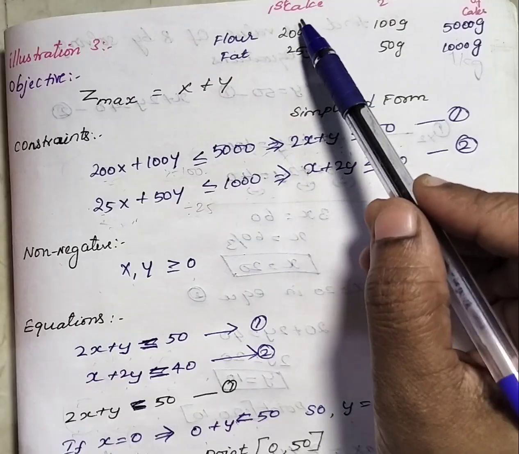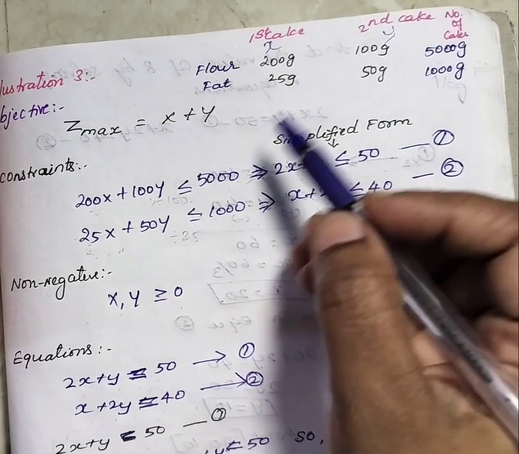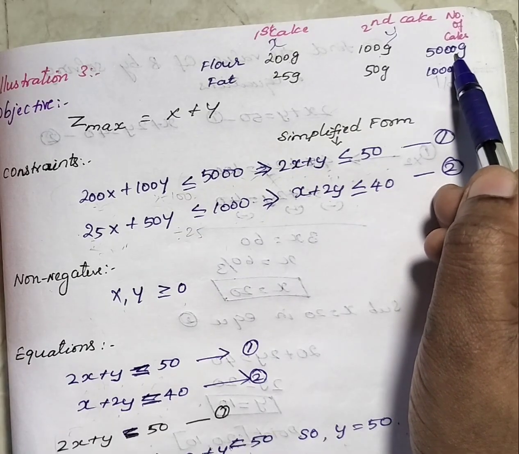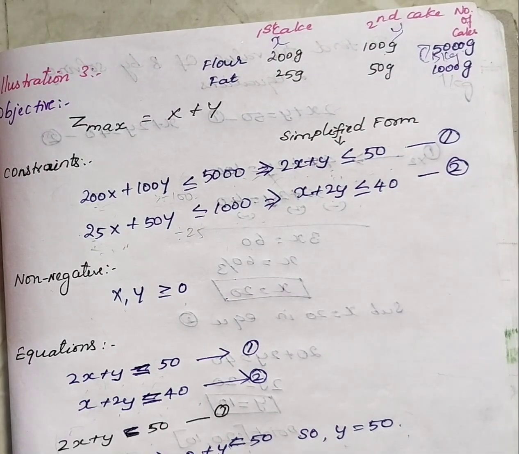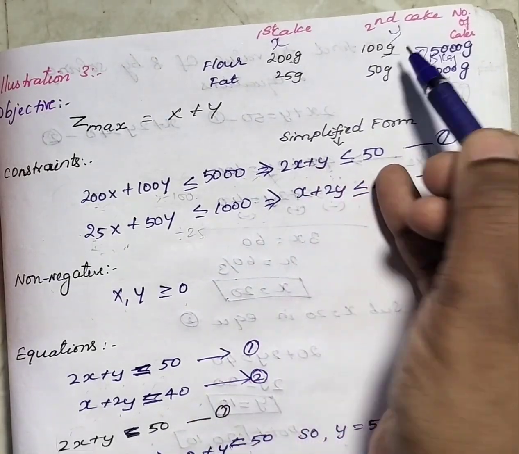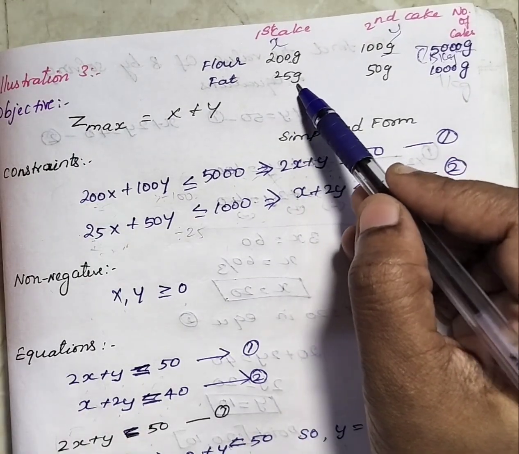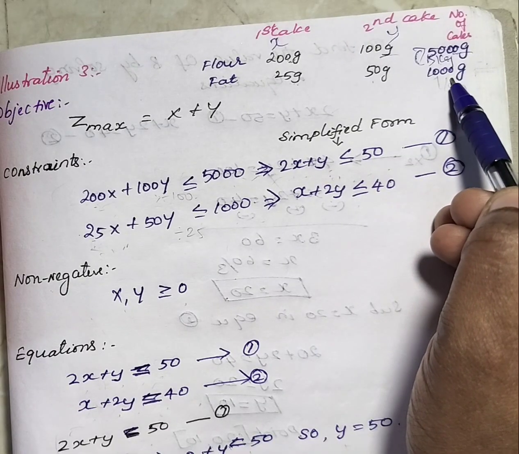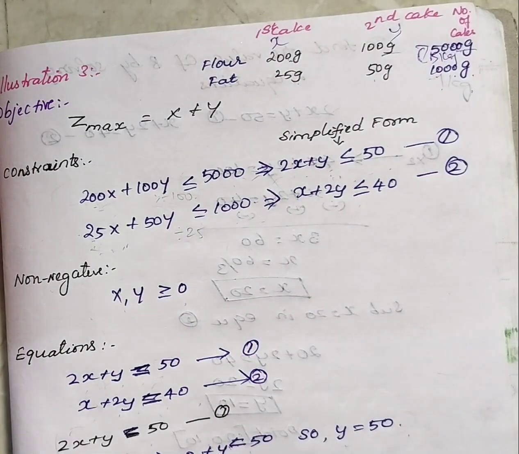The flour for the first cake is 200, so this is our x, this is our y. So 200x plus 100y is less than or equal to 5000 grams. The 5 kg should be 5000 grams. We converted kg to grams because all things are in grams, so we make this also in grams. Like that for fat, 25 grams and 50 grams of fat. The total limitation for the fat availability is 1000 grams, since 1 kg is equal to 1000 grams.